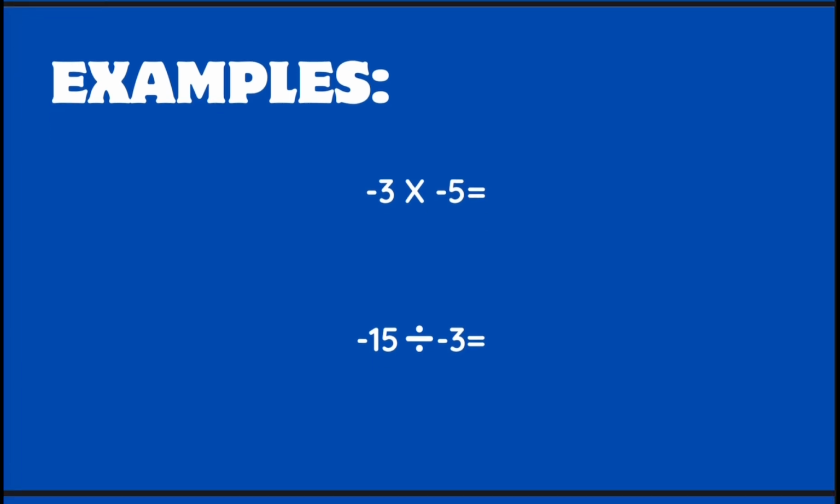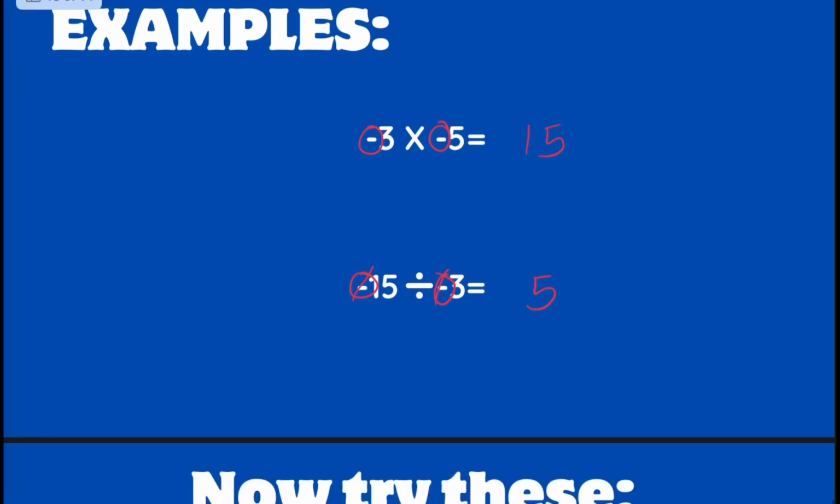Now, what about this one? Negative 3 times negative 5. So we're going to multiply them like normal. 3 times 5 is 15. And two negatives make a positive. They're the same sign, so it's going to be positive. So I'll just leave it as 15. Negative 15 divided by negative 3 gives us 5. And since two negatives make a positive, the same sign always gives us a positive answer. We're just going to leave it as positive 5.